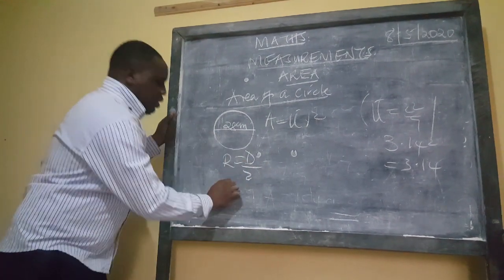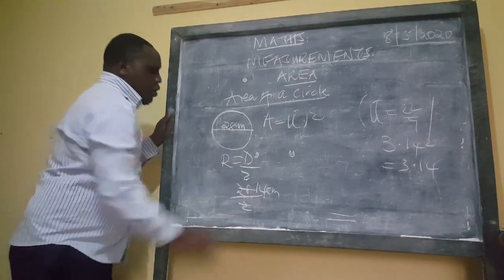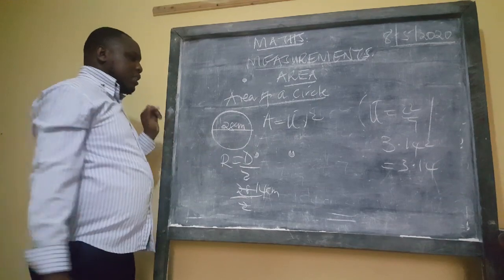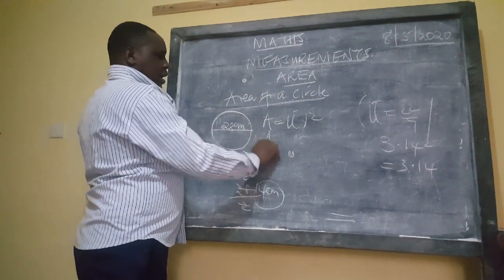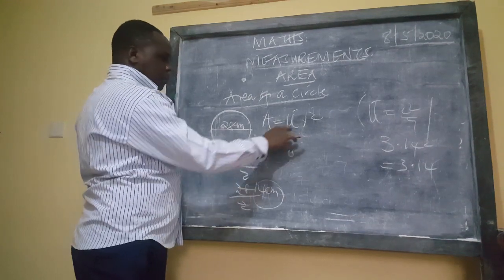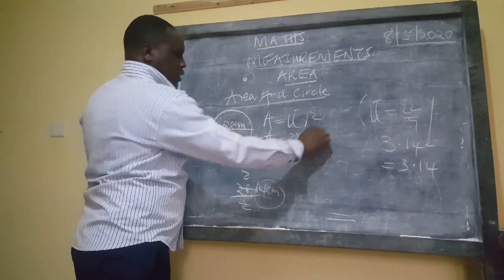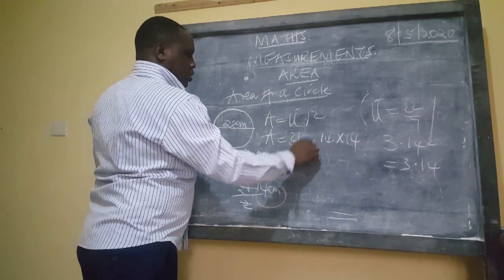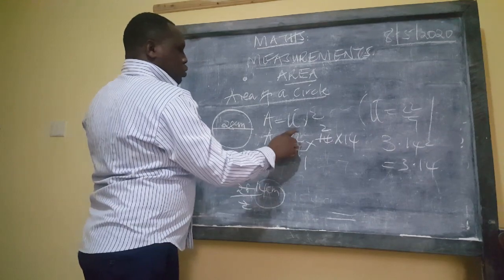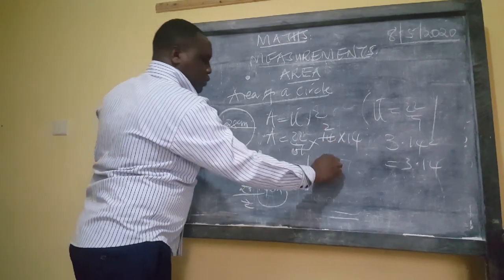So our diameter is 28, then over 2. That is going to give us 14 centimeters. So our radius is going to be 14 centimeters. So we can be able now to calculate this question. Area is equal to pi, 22 over 7, and the radius is 14 times 14. So 7 into 14 is 2. 22 times 2 is 44. 44 times 14.